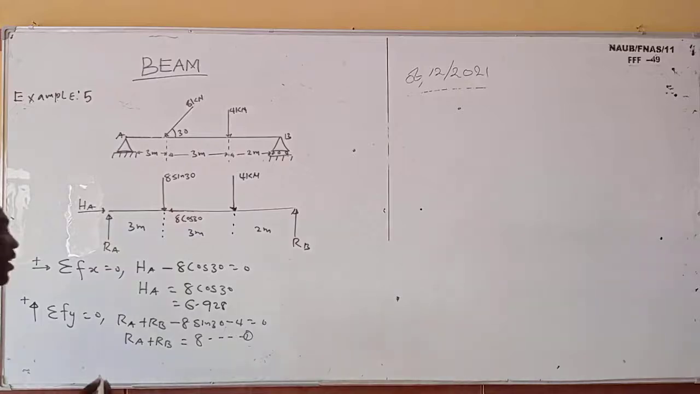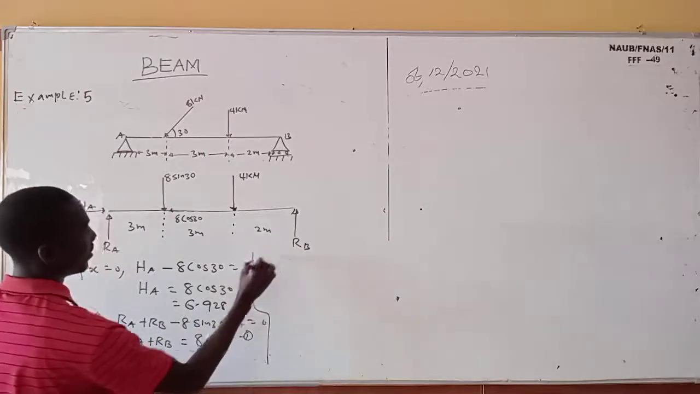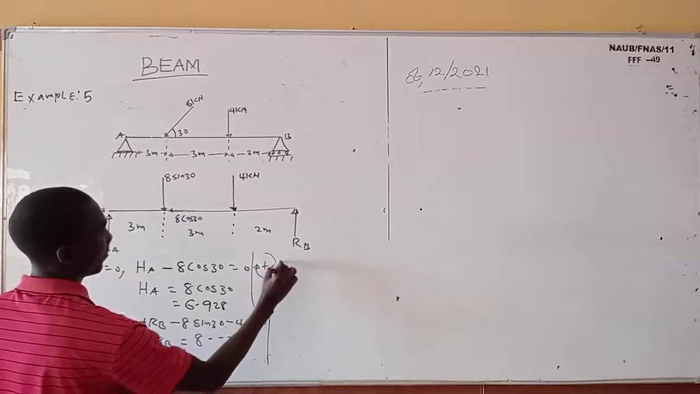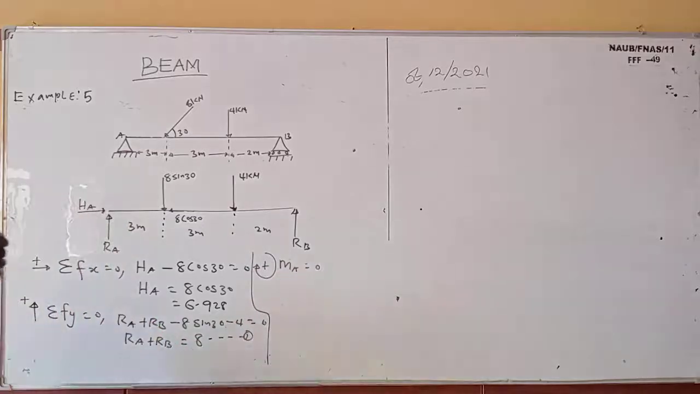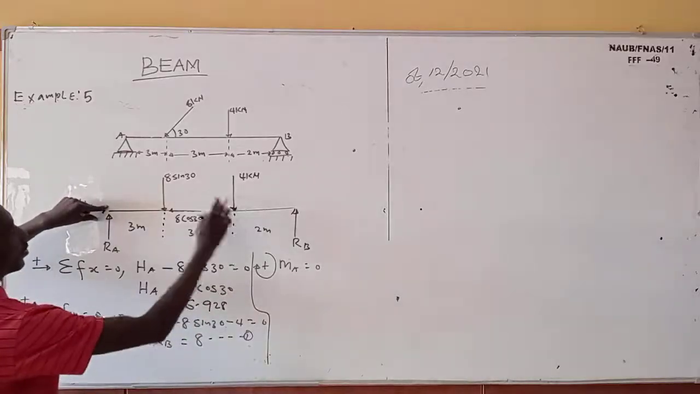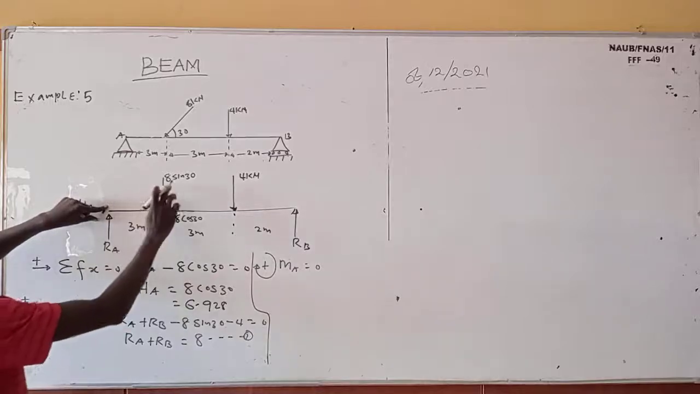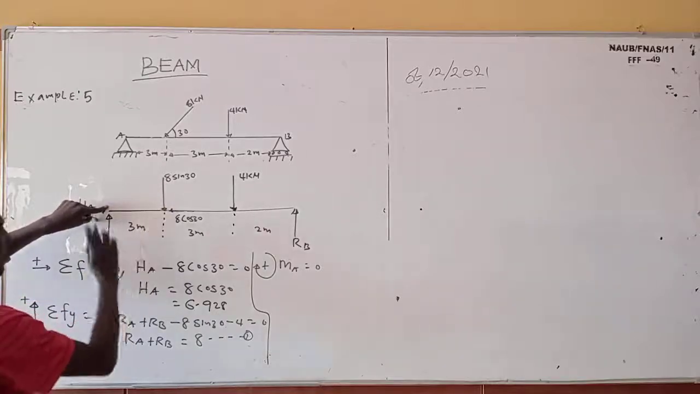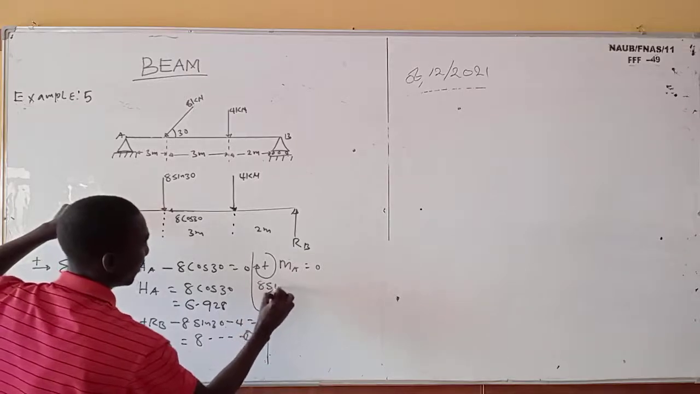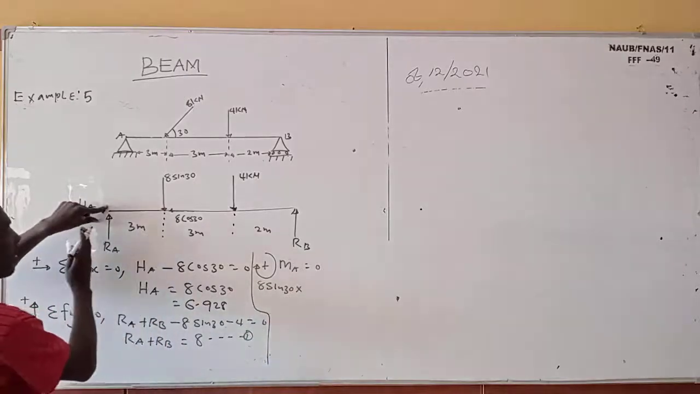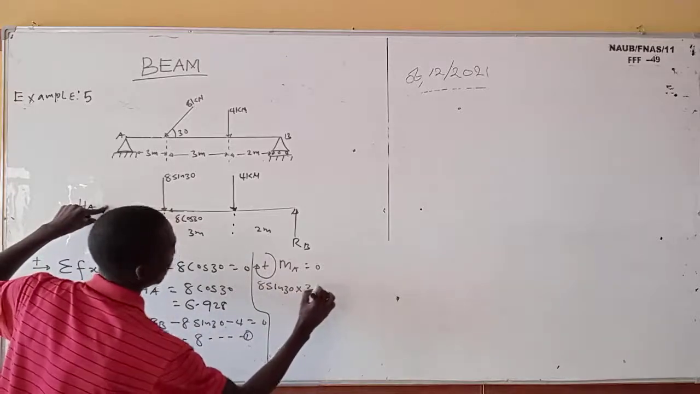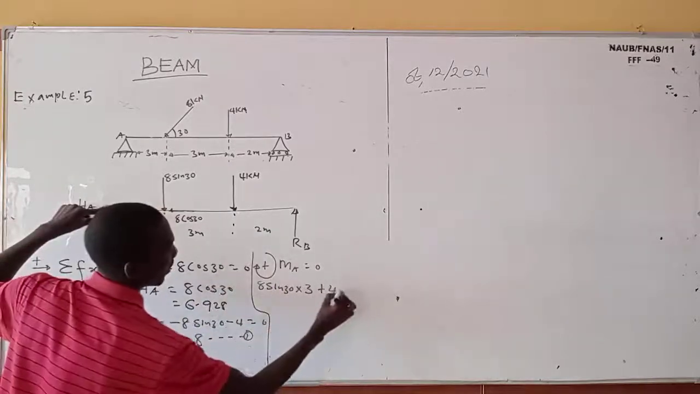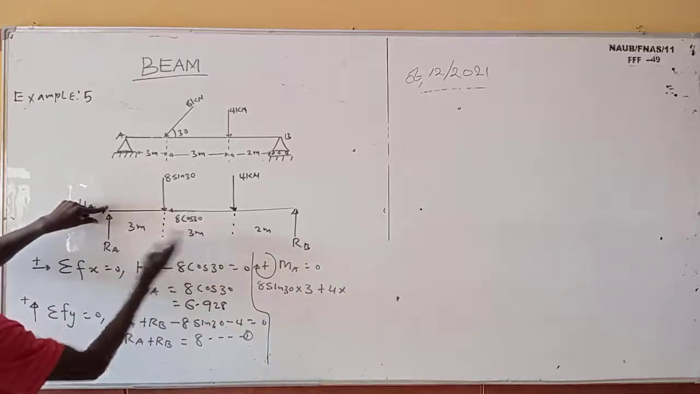So now the next thing is to take our moments. Take moments, clockwise moments, which will be equals to 0. So let's take our moments now. This place. So how many forces are we having? 1, 2, 3. So let's start with this. 8 sine 30. Is it clockwise moment or anti-clockwise? It is clockwise moment. It's going like this. So it's going to be 8 sine 30 times the distance it covers, times 3 plus 4 times the distance it covers, which is 6.